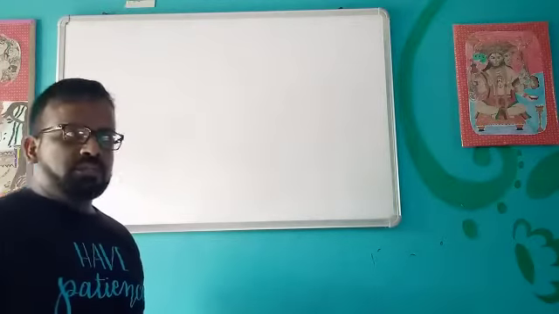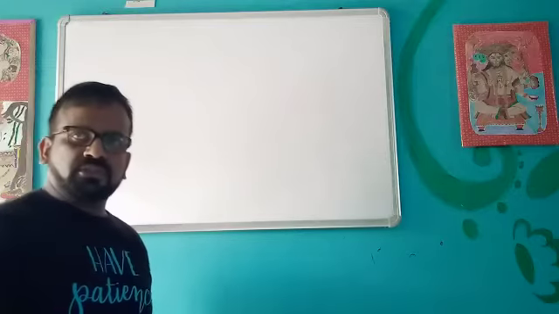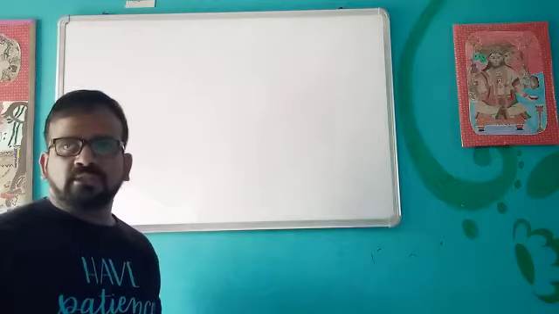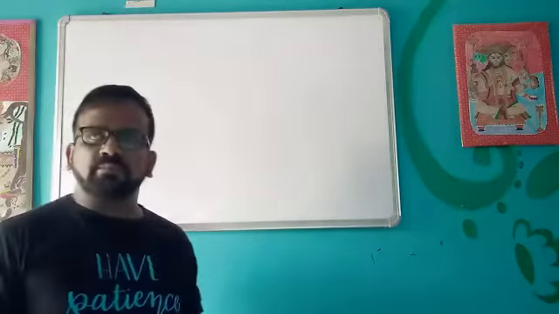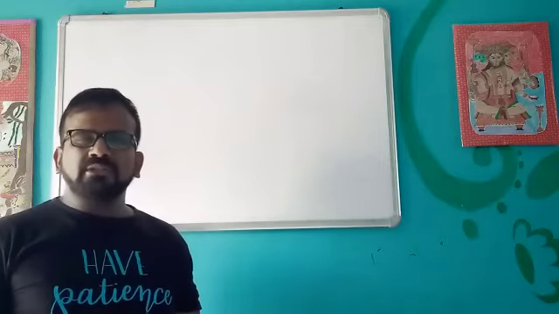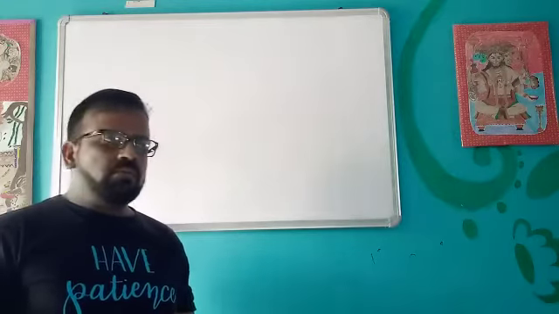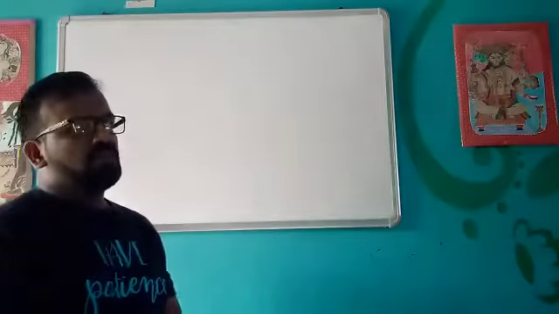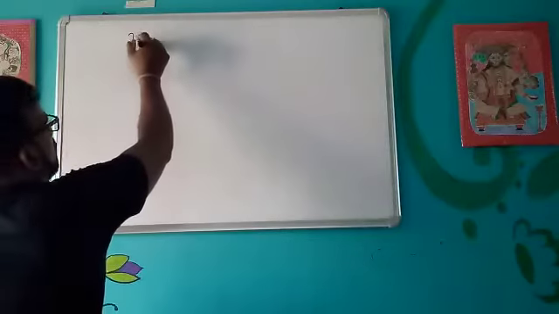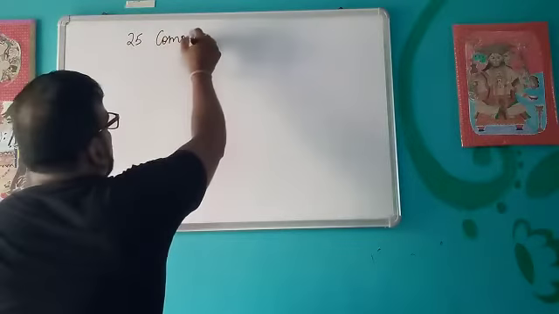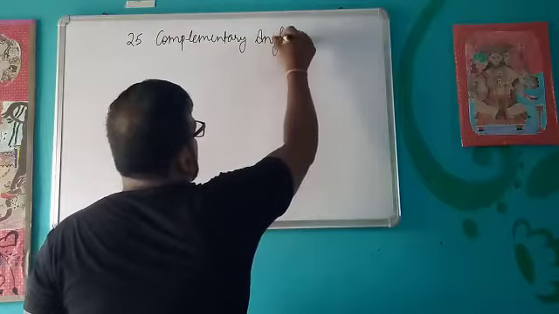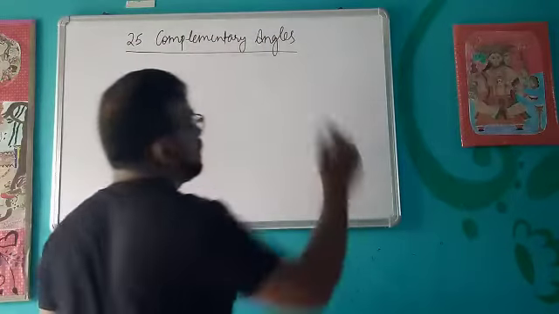Before the holidays, the chapters that we discussed were rational and irrational numbers, then expansion, and then we started trigonometry. In trigonometry we discussed three chapters, that is, trigonometrical ratios of standard angles and solution of triangles. From July onwards we will start with the next chapter of trigonometry, and this is the last one, chapter number 25, that is complementary angles. Okay, so this will be our next chapter.